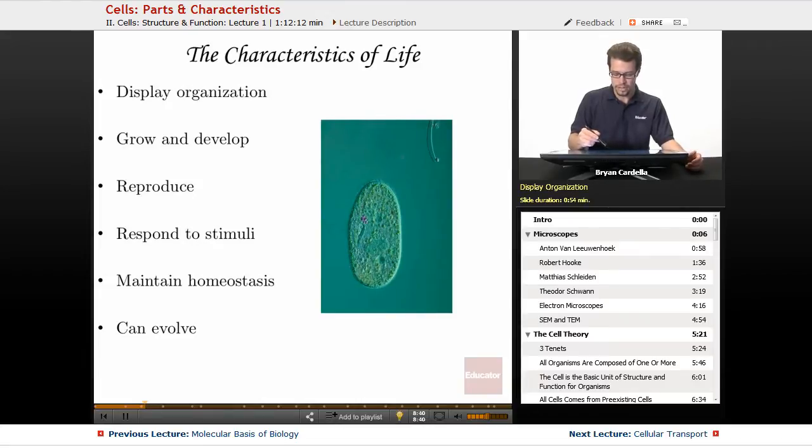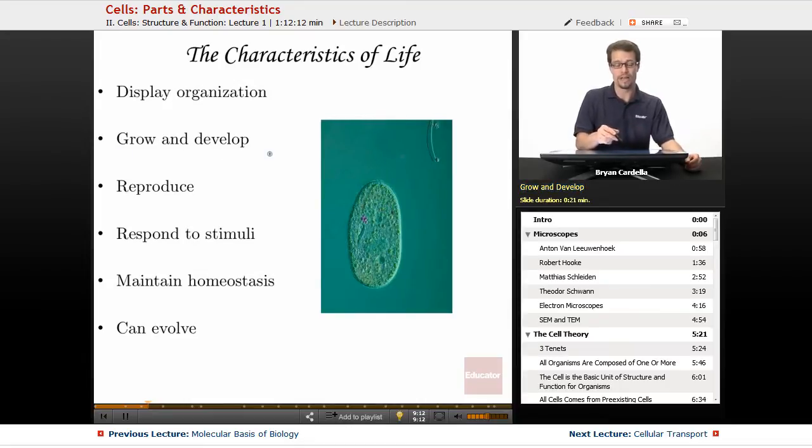This does display organization. It has a rim around the whole circumference. That's called a plasma membrane. If you look really carefully, there are tiny little hair-like structures jutting out of it. They're called cilia. Inside, there's a nucleus. There are lysosomes. There are ribosomes. There are all these structures that look organized in terms of kind of where they're at and how they behave with respect to one another.